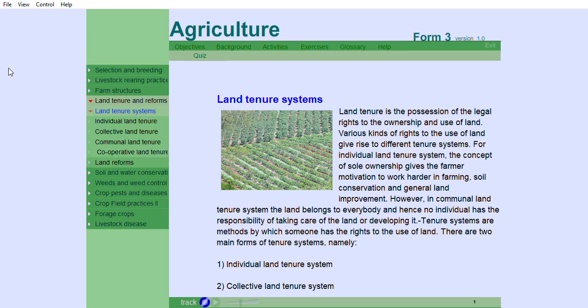However, in communal land tenure system, the land belongs to everybody, and hence, no individual has the responsibility of taking care of the land or developing it. Tenure systems are methods by which someone has the rights to the use of land. There are two main forms of tenure systems, namely individual land tenure system and collective land tenure system.